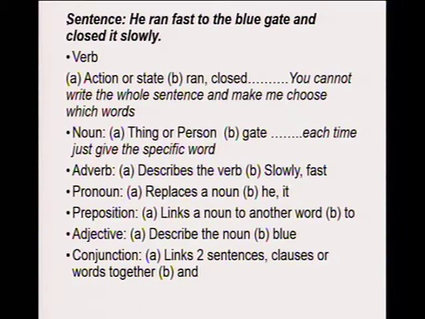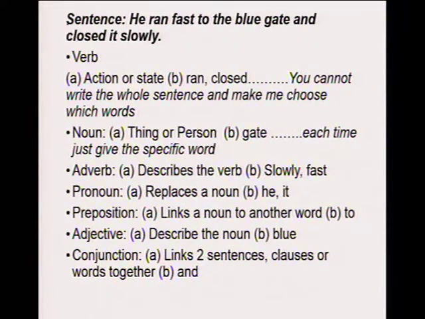The noun is a thing or a person. The noun is gate. Each time just give the specific noun. The adverb describes the verb. So the two words describing the verb is slowly and fast. He ran fast and closed it slowly. The pronoun replaces the noun, he or it.